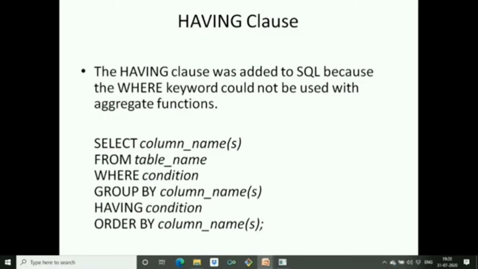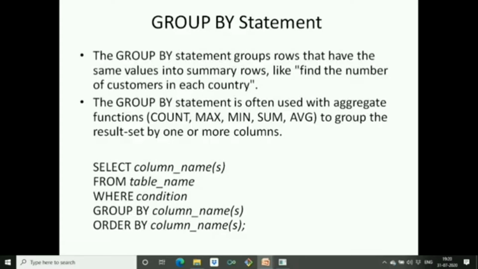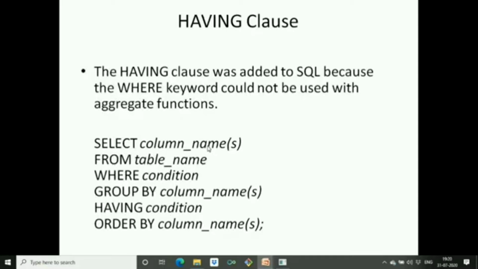The having clause was added to SQL because the where keyword could not be used with aggregate functions like count, max, min, sum, average. You can't have these aggregate functions in the where condition. So we have the having clause, and it is used in combination with the group by statement. सो जब भी ग्रुप बाय स्टेटमेंट होता है उसके बाद में हैविंग करके आप कुछ भी कंडीशन लिख सकते हैं, जैसे आपने ऑर्डर बाय उधर लिया था इधर भी ले सकते हैं, बट ऑर्डर बाय इज अगेन ऑप्शनल.